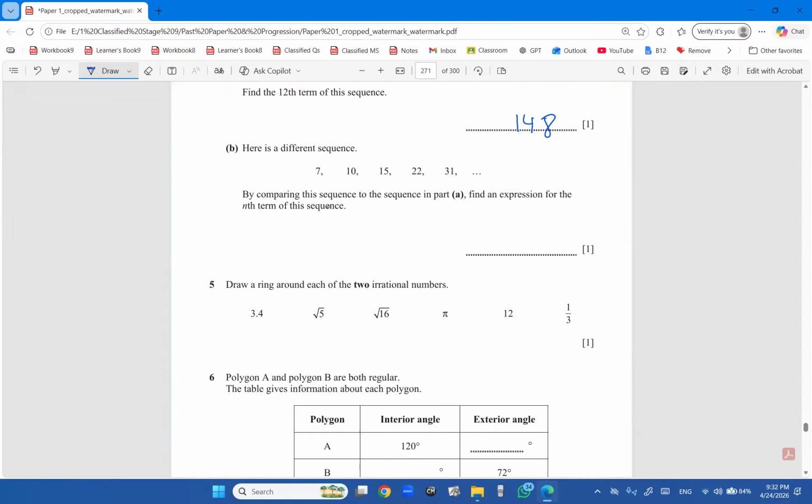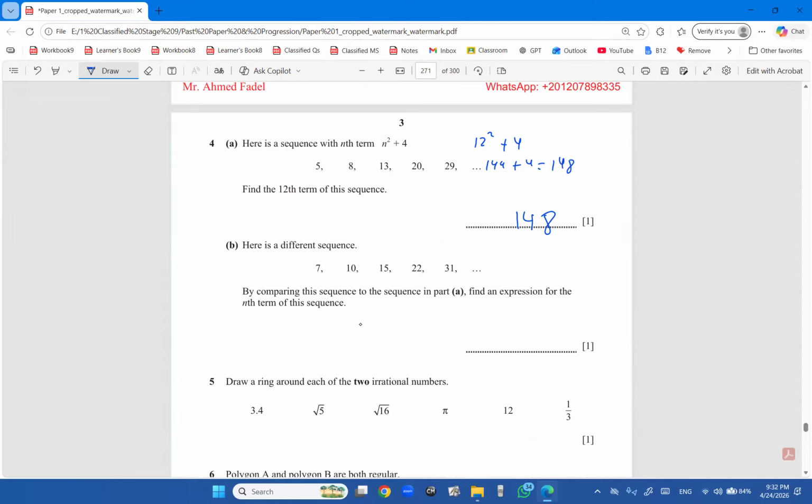Here is a different sequence. By comparing this sequence to the sequence in part A, find an expression for the nth term of this sequence. You're going to find that I'm just adding a 2. This is the same as the one at the bottom over here, but I'm just adding a 2 to it. So I added 2 to the 5, I added 2 to the 8, I added 2 to the 13, and so on. So it is the same as n squared plus 4, but I'm going to add 2 to it, so it's n squared plus 6.